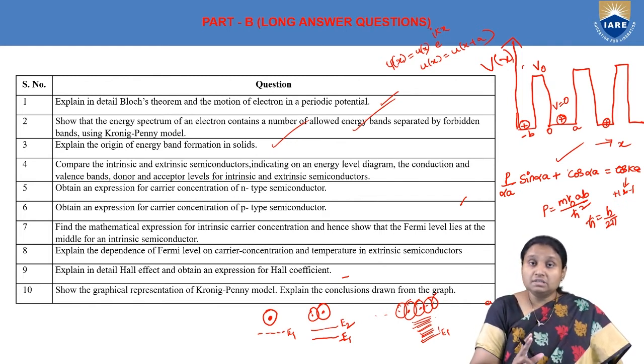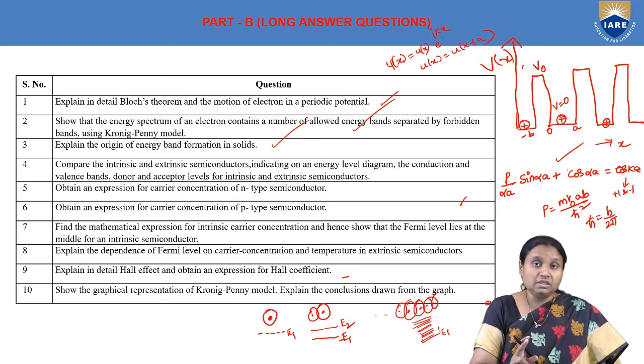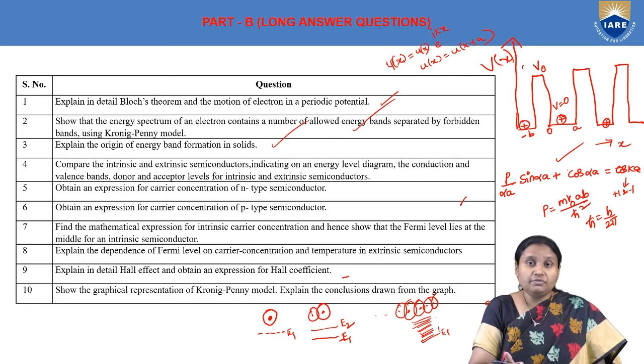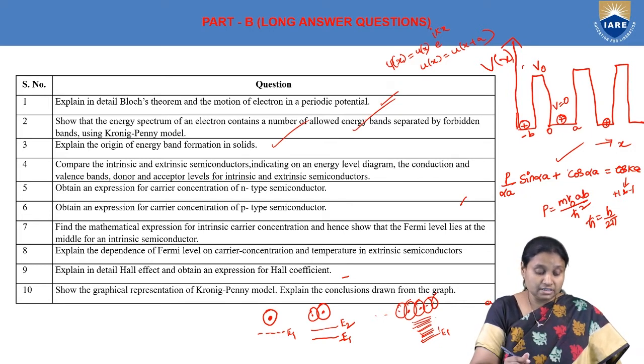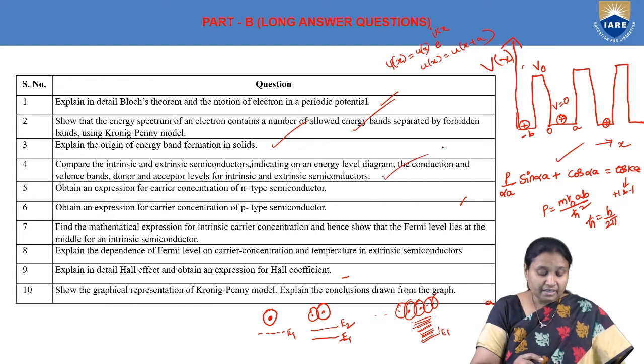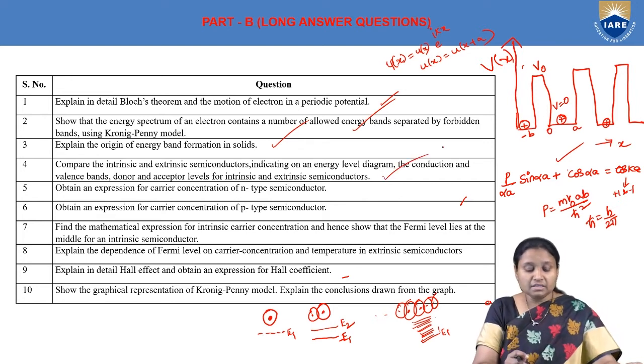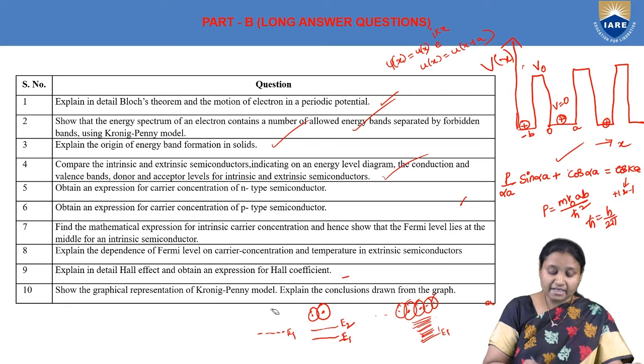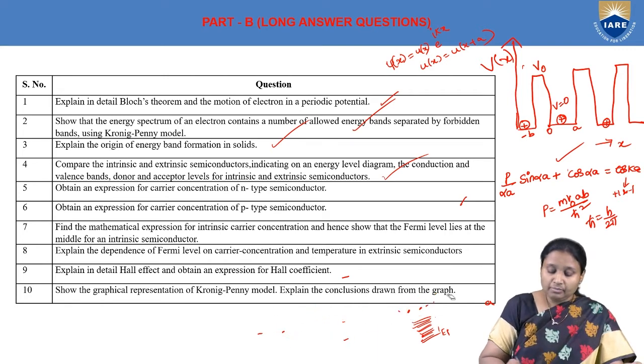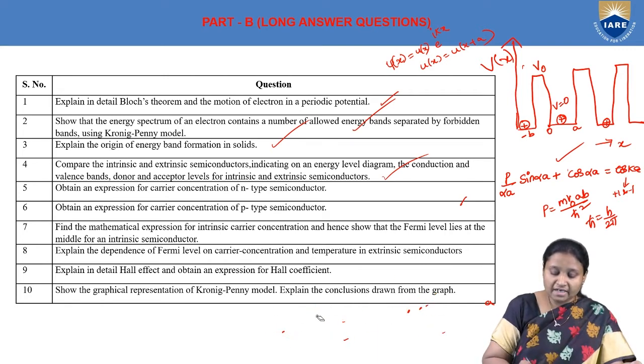An energy band concept comes only if we consider a group of atoms which are present inside a solid, whereas if we take an isolated atom, then we have to talk only about discrete energy levels. Then, compare intrinsic and extrinsic semiconductors based on their energy band diagram. So simply I am going to draw the energy band diagram here.